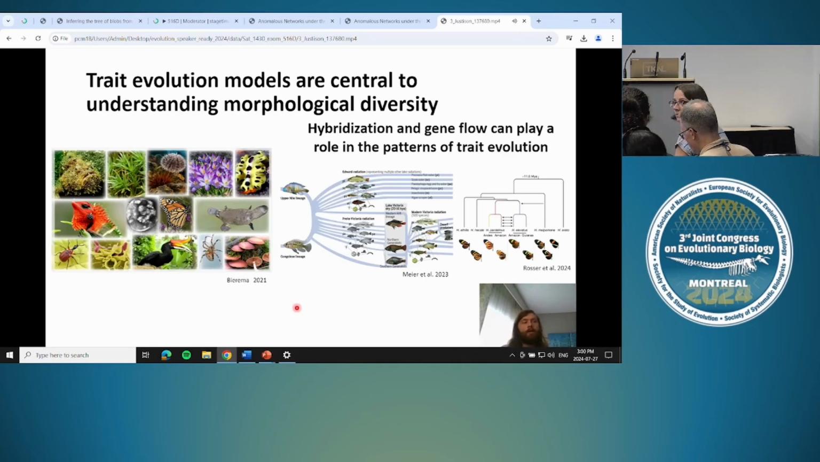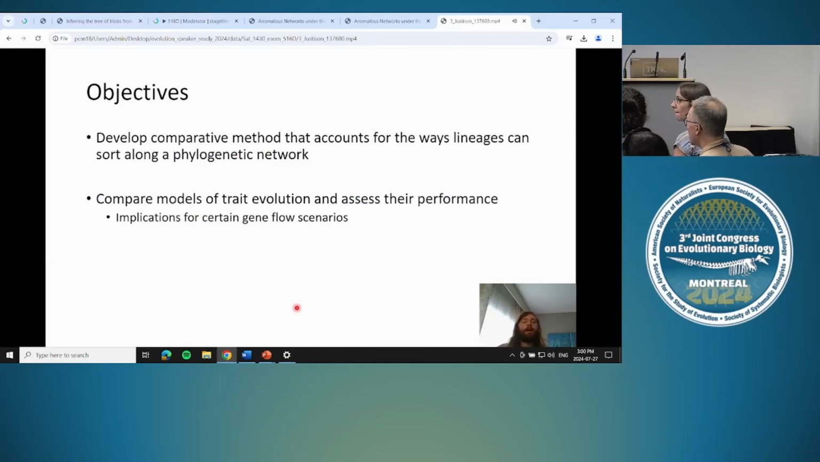And recently, there have been a lot of methods developed that are able to account for reticulate evolution, and that's what I want to talk to you about today: a method that we developed that can account for reticulate evolution by looking at the various ways lineages can sort along a phylogenetic network.